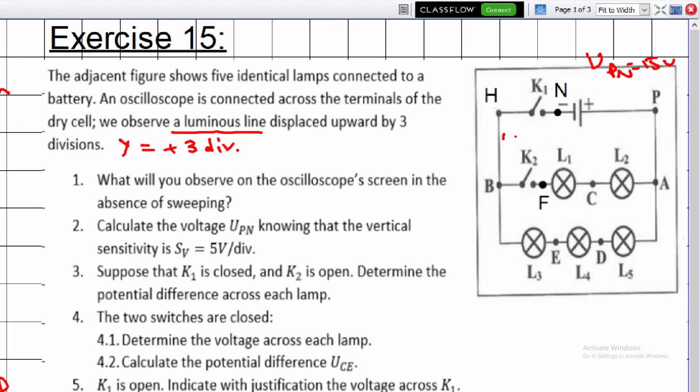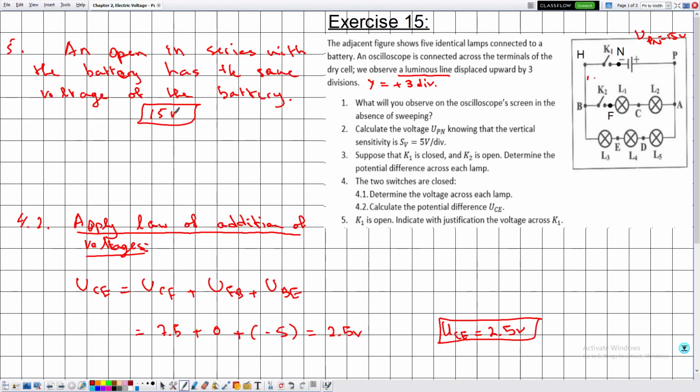So notice that now in this case we can distinguish between two voltages that are given by UNH and UHN. So they didn't ask me about which voltage, so we can directly just place the value. But if they are asking me about UNH, UNH will be minus 15 volts because we are measuring from negative to positive. Otherwise UHN, H is connected to the positive terminal, H to N is from positive to negative, so this is given by plus 15 volts. We can just directly say 15 volts because an open switch in series with the battery has the same voltage as the battery.